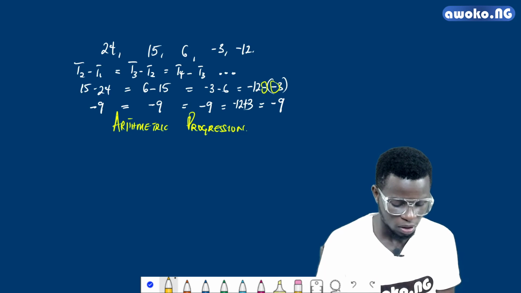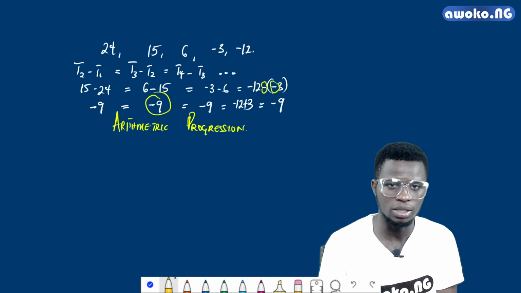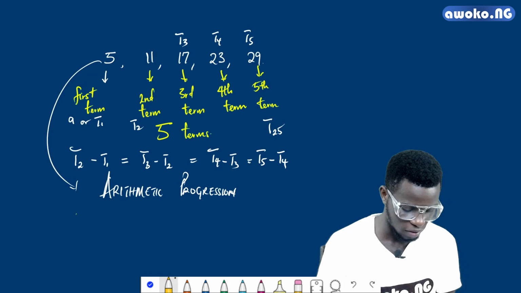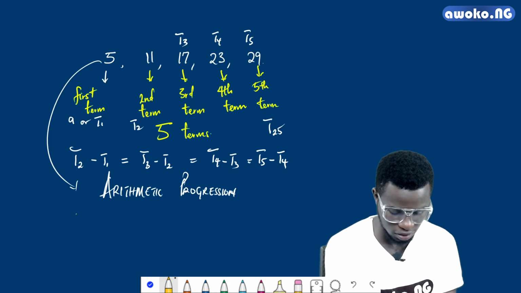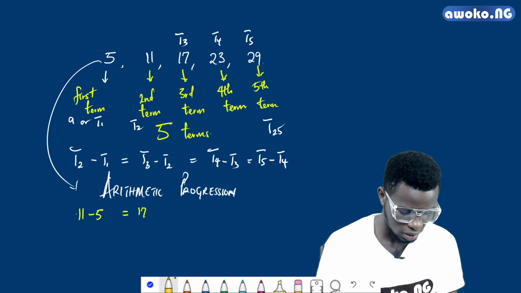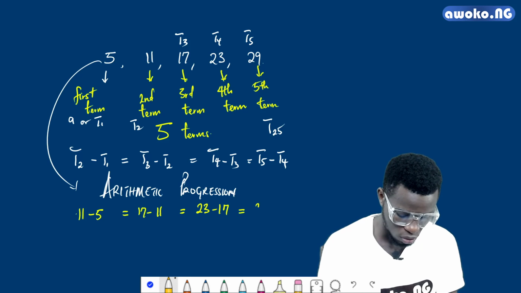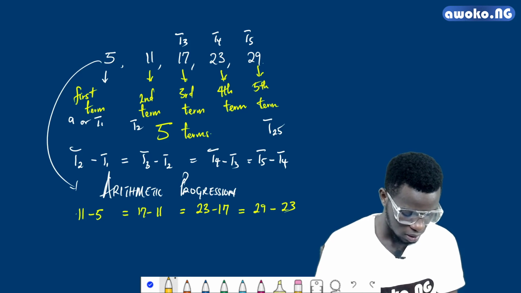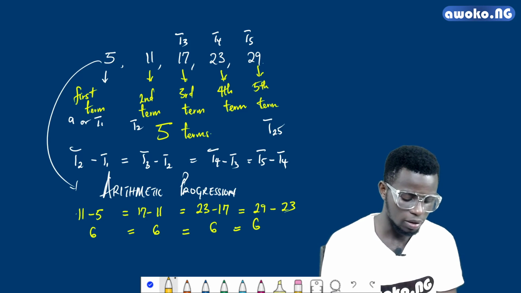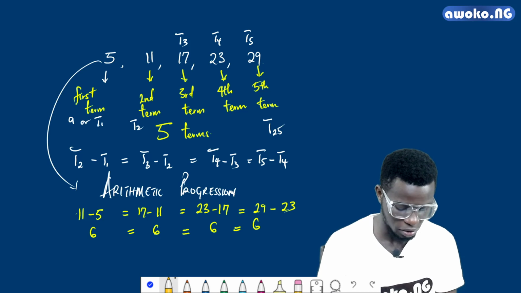Like we saw here, it was negative in this sequence, while in the first sequence it was positive, and the common difference for the first sequence was 11 minus 5, which should be equal to 17 minus 11, equal to 23 minus 17, equal to 29 minus 23. This gives us 6 is equal to 6 is equal to 6 is equal to 6. Since they are all the same, we can conclude that the sequence is an arithmetic progression.